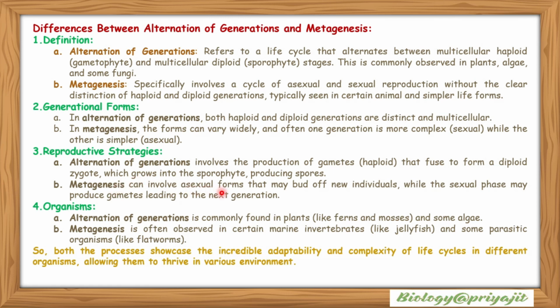Metagenesis can involve asexual forms that may bud off new individuals, while the sexual phase may produce gametes leading to the next generation. Organisms: alternation of generations is commonly found in plants like ferns and mosses and some algae. Metagenesis is often observed in certain marine invertebrates like jellyfish and some parasitic organisms like flatworms. So both processes showcase the incredible adaptability and complexity of life cycles in different organisms, allowing them to thrive in various environments.